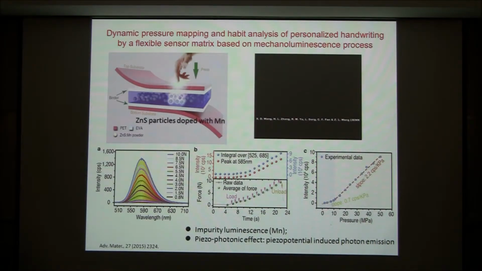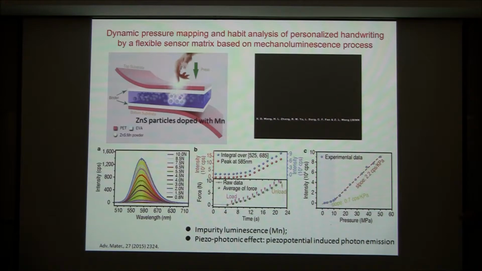The sample we start with is zinc sulfide particles. For zinc sulfide nanoparticles, when it's small, it has a wurtzite structure, it has piezoelectricity. And this zinc sulfide particle is doped with manganese. So therefore, make it in a polymer into a composite. No electric wires are connected. It's just a thin film.